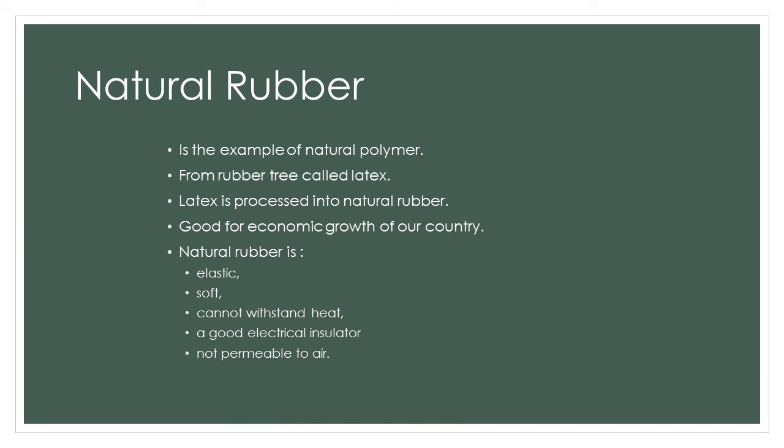So what are the properties of natural rubber? Natural rubber is elastic, soft, cannot withstand heat, but it is a good electrical insulator and not permeable to air. So these are the properties of natural rubber. Since it is not permeable to air, we use natural rubber to make balloons. And it's elastic, right? It is impermeable to air, so we can make a balloon from natural rubber.